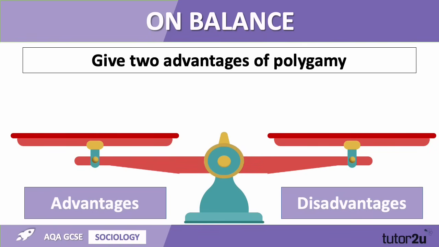So we're going to use the on-balance activity to evaluate polygamy as a global family form. We'd like you to try to come up with 2 advantages and 2 disadvantages of this type of relationship. Let's start with the advantages. You might want to pause the video for a few moments to give yourself some thinking time.